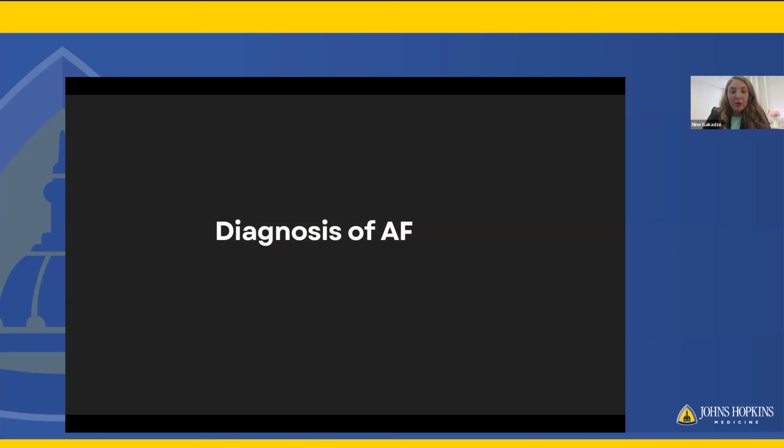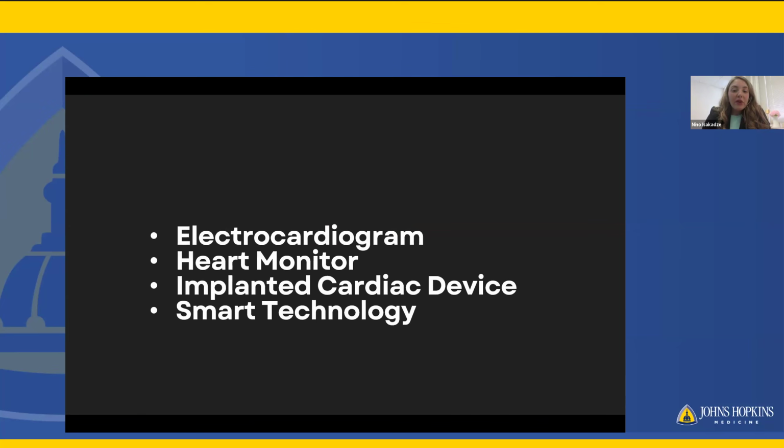So now, how do we make the diagnosis of atrial fibrillation? We need to have a documented tracing of the heart activation that confirms that there is atrial fibrillation. It's either done by electrocardiogram or heart monitors. Sometimes people wear patch monitors that can pick up atrial fibrillation. Sometimes people have implanted devices like pacemakers or defibrillators that have an electrical wire in the top chamber of the heart, and that can detect atrial fibrillation.